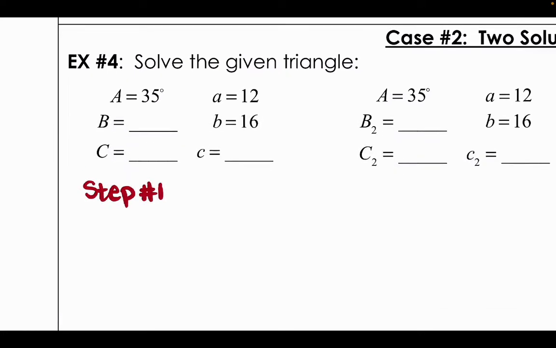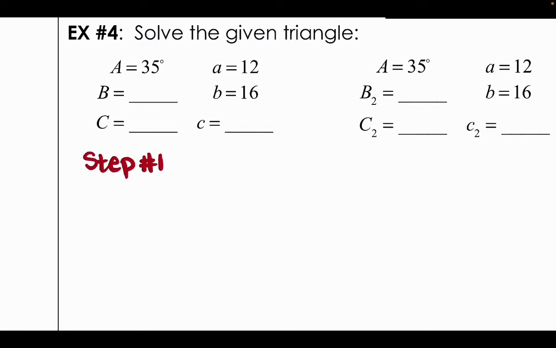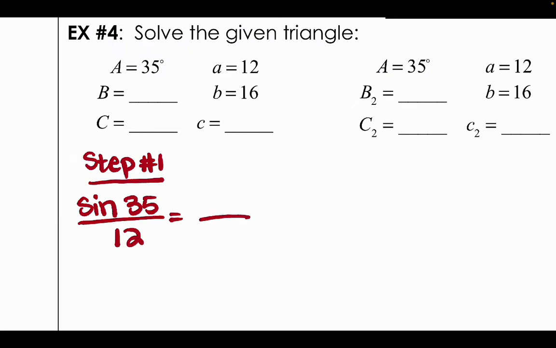Okay, so step number 1 is to solve the given triangle. So, of course, I've got one complete setup with A. So I've got sine of 35 over 12. I'm only given B, so I need to find angle B first.